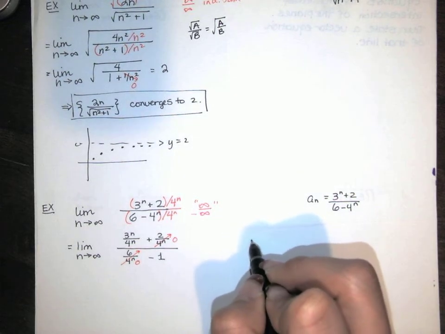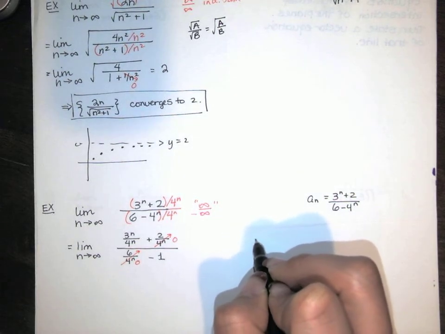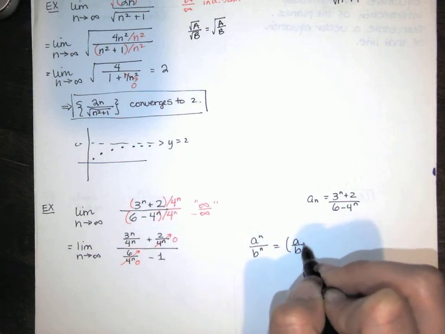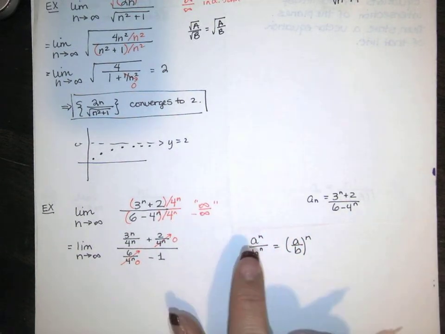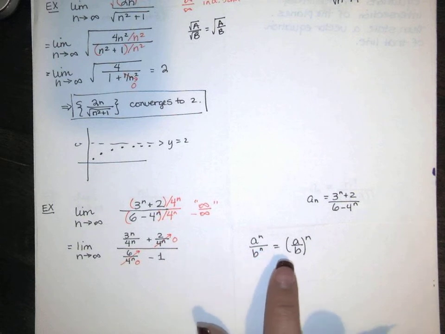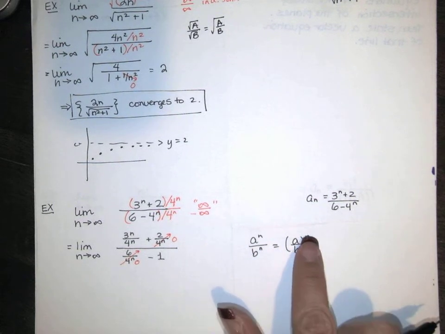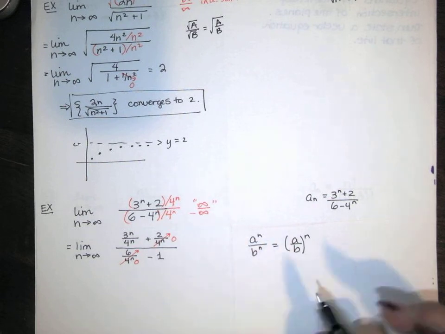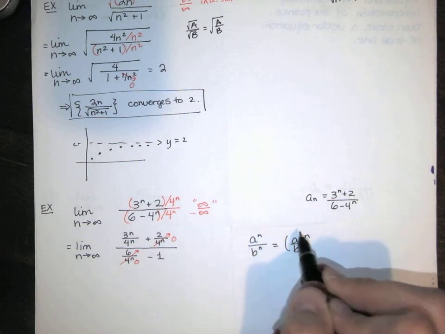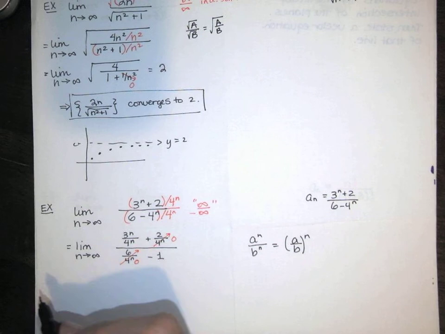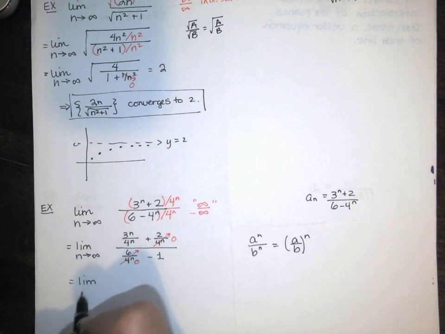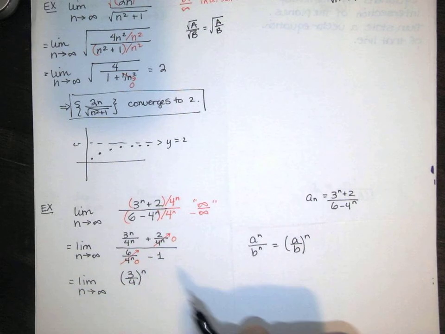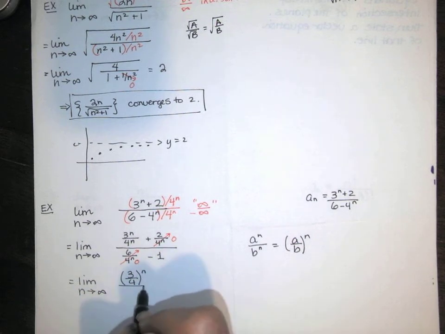Remember this? If you've got a to the n over b to the n, that's the same as a over b to the n. Now, most of the time in the other class, algebra class, we would take something that looked like this, and we would apply the nth power to the numerator and denominator and get this. This time we're using this rule in reverse. Instead of going this way, we're going this way. So I see the 3 to the n over 4 to the n, and I think, let's make that 3 over 4 to the n, dividing by negative 1.